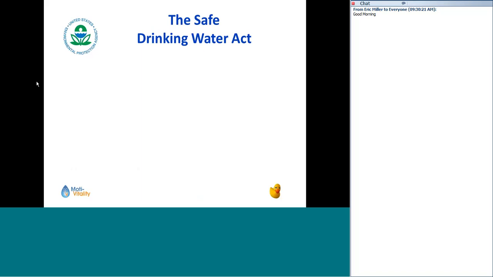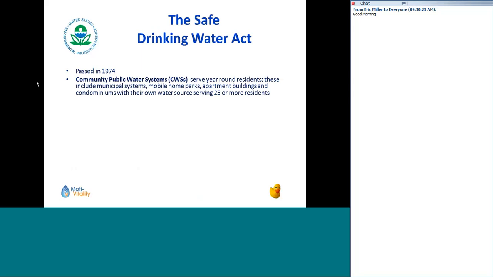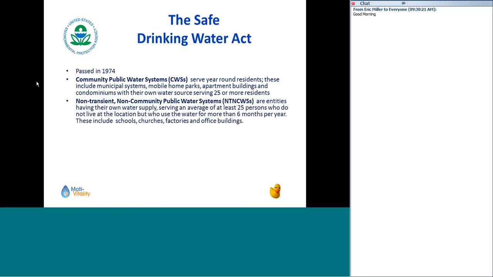So let's go back to the Safe Drinking Water Act. It was passed in 1974. It basically established community public water systems and the rules for what they are, and how you would categorize them. Basically, the CWSs serve year-round residents. Those include municipal systems, mobile home parks, apartment buildings, condominiums, with their own water source serving 25 or more residents.